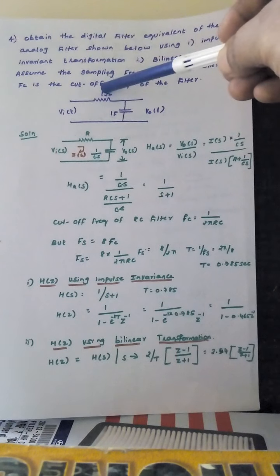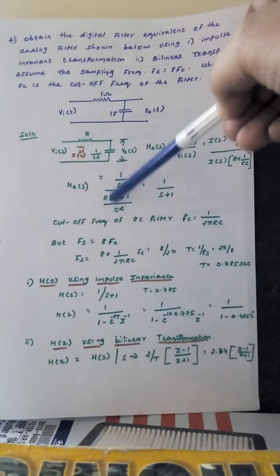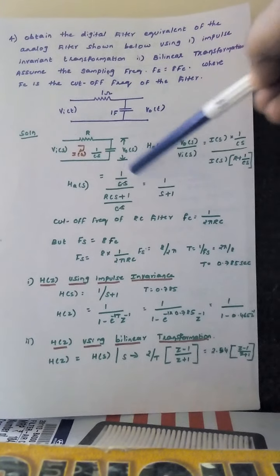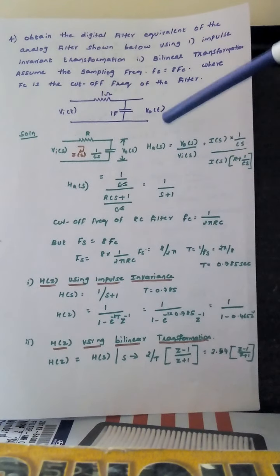Again, here the R value they have given as 1, and the C value they have given as 1. If you are substituting R as 1 and C as 1, we'll get 1 divided by s plus 1. So this is your transfer function.